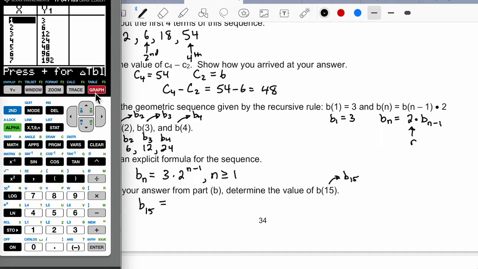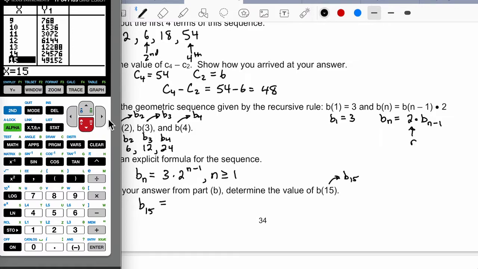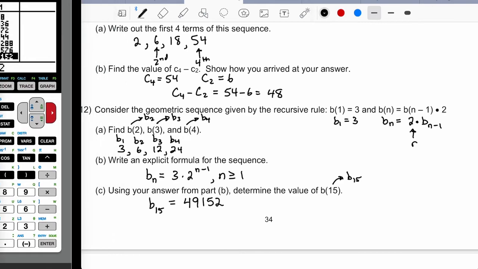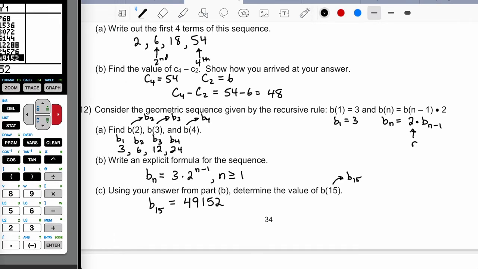Go to the table. Make sure that the values are correct. 3, 6, 12, 24, those are the first 4 values that we came up with. Then slide on down to the 15th value. And we have this number here, 49,152. So much more straightforward to do the computation when you're dealing with the explicit model than it is necessarily when you're dealing with the recursive.